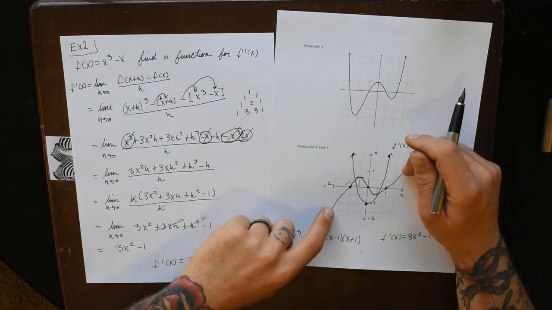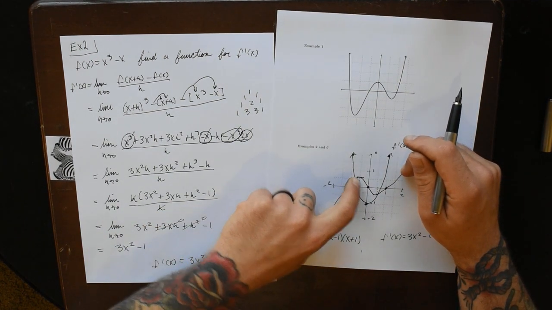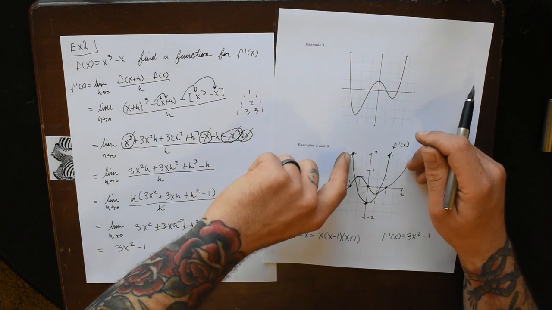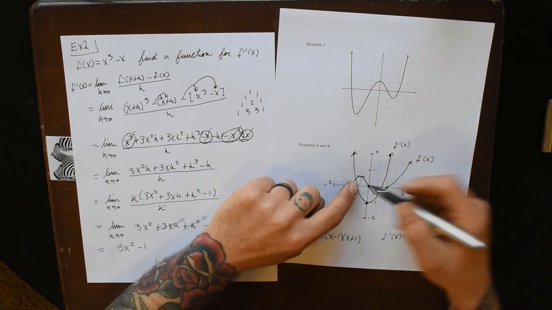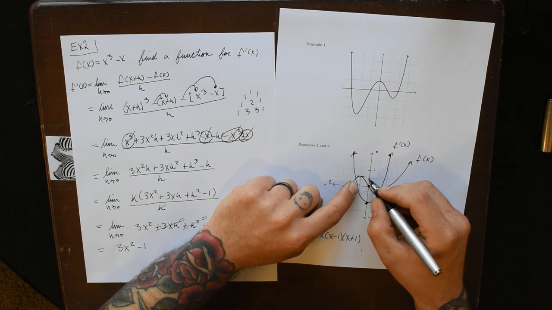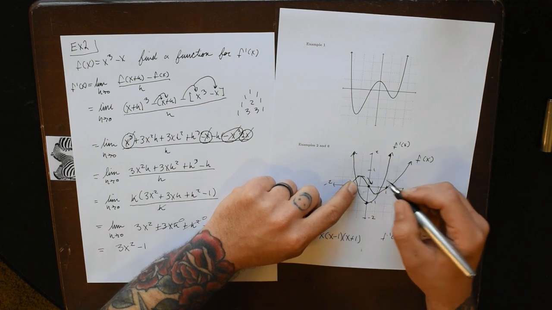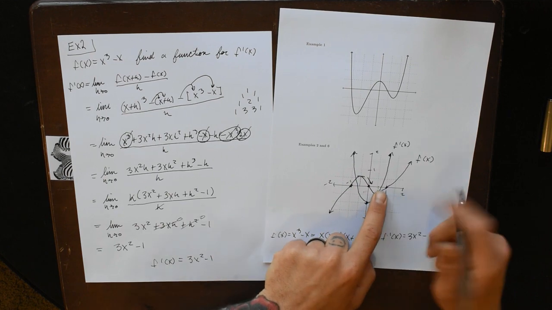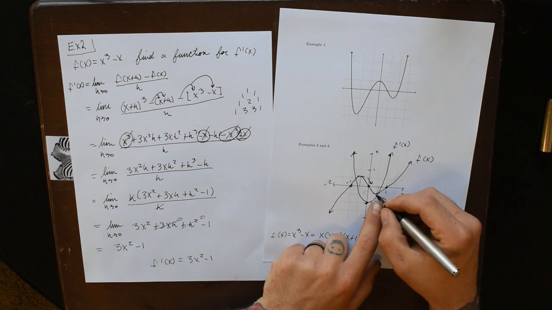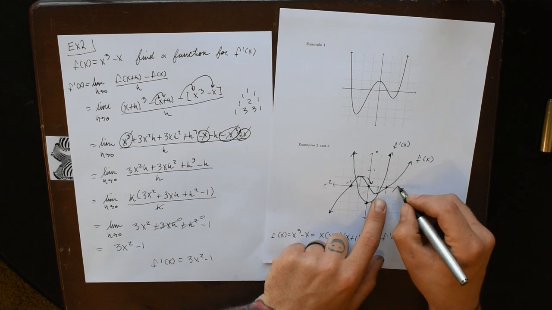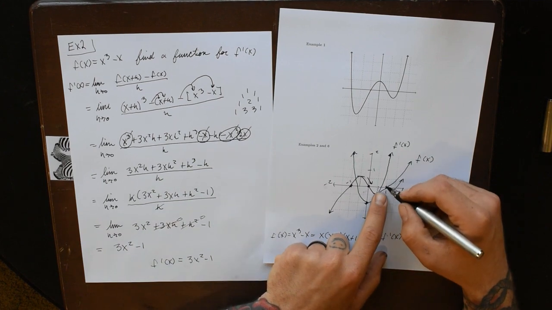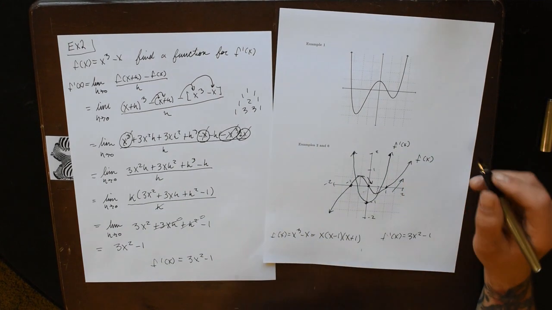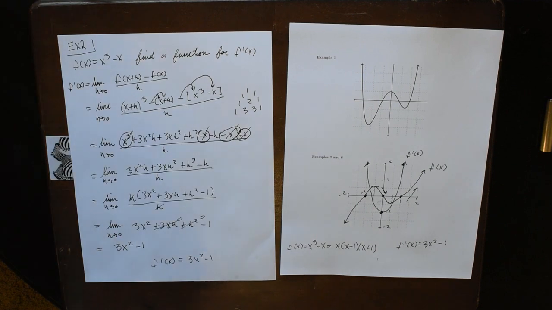Wherever our function is increasing, the slope of our tangent line is positive. And now whenever our original function is decreasing, the slope of our tangent line is negative. And whenever our function f is increasing, the slope of our tangent line is positive. Okay.